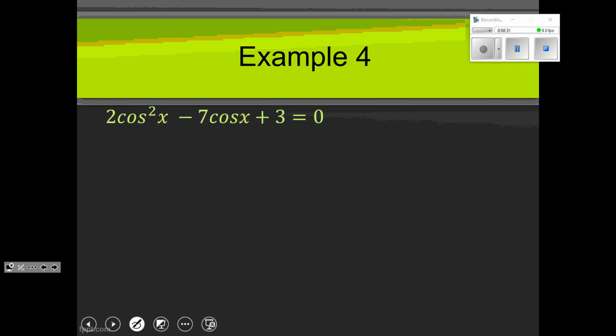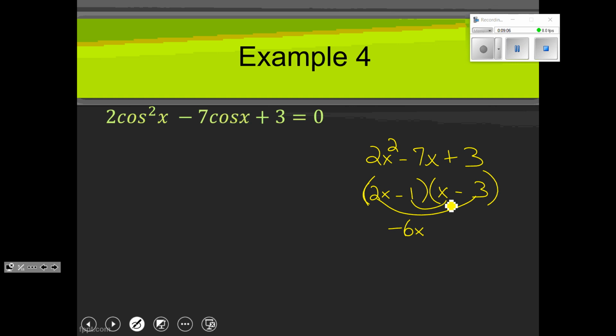Can't really isolate it because I have a cosine squared x and a cosine x. So what can I do with it? And let's just look at it in terms of algebra. Let's take the cosines out for a minute. Let's just look at it as 2x squared minus 7x plus 3. So if I looked at this, I would say we could factor that. It's a trinomial. So we could factor this into 2x and x. We could factor this into minus 1 and minus 3, I believe, because that will give you negative 6x, and that will give you minus 1x, which is negative 7x.